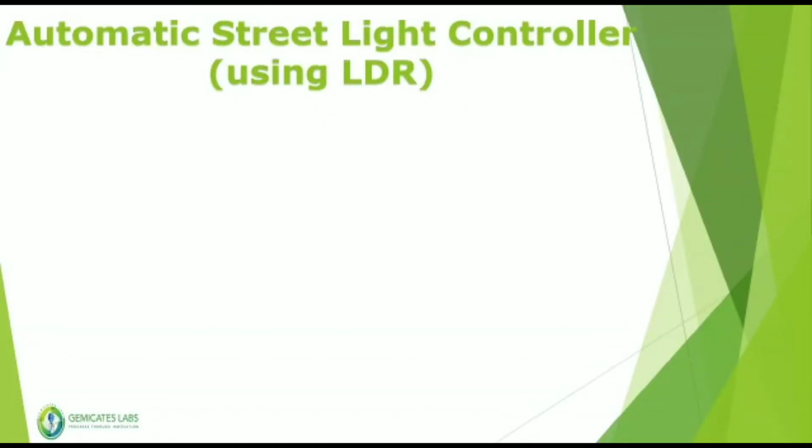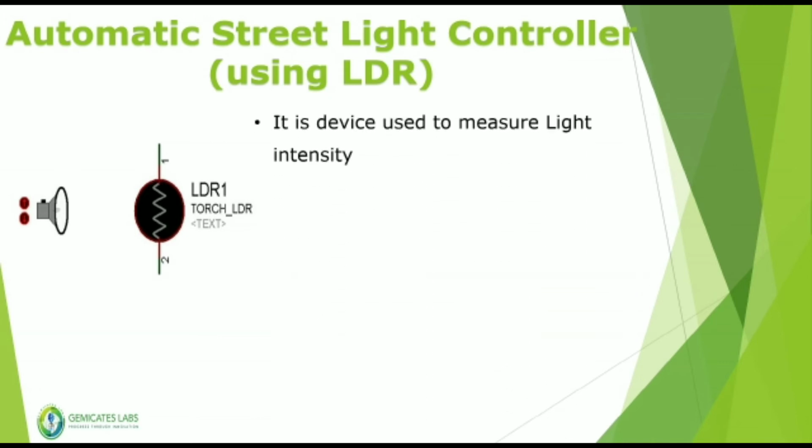Next one is automatic streetlight controller. We are going to do this experiment using LDR sensor. The objective of this project is to provide automatic control of street lamps. The street light system checks whether street lamp is on or off and checks whether light intensity is less or more using LDR sensor.